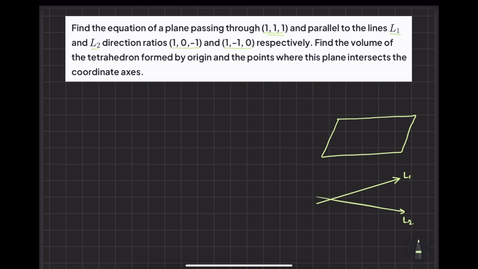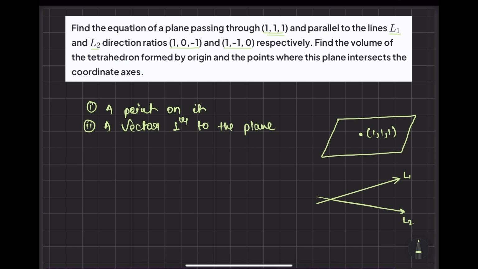Now whenever you need to write down the equation of a plane, you need two things. One, a point on it, and second thing, a vector perpendicular to the plane. So we already have a point on it, that is 1, 1 and 1, because we need to write down the equation of the plane passing through the point 1, 1, 1. Now we need a vector perpendicular to the plane.